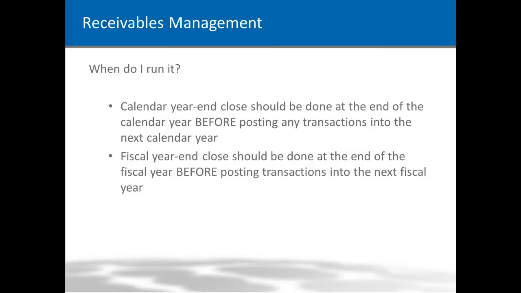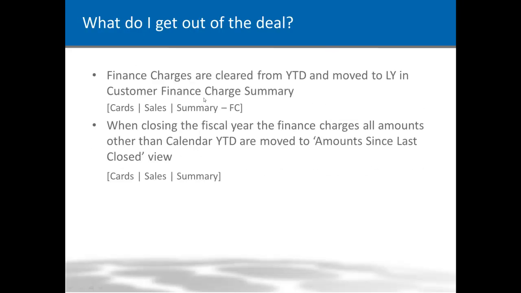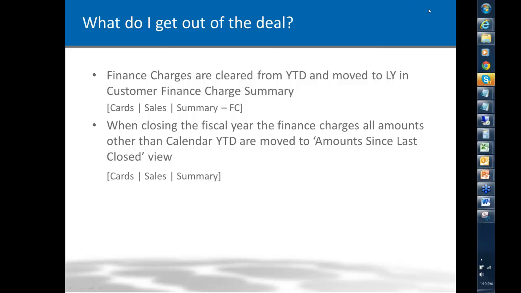What the calendar year-end close process does is it moves everything from your year-to-date files to your last year files, and then also updates your life-to-date for sales and payments, credit memos, things like that. Okay, so finance charges are cleared from the year-to-date and moved to life-to-date or last year in customer finance charge summary. And so when you close the fiscal year, the finance charge, all amounts other than calendar year are removed to the amount in last closed view.